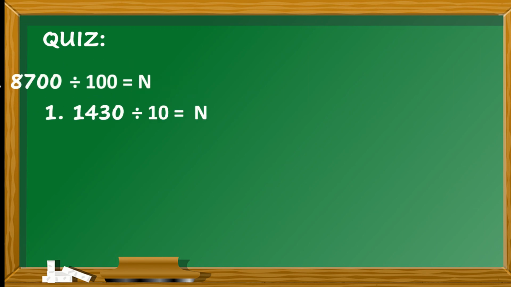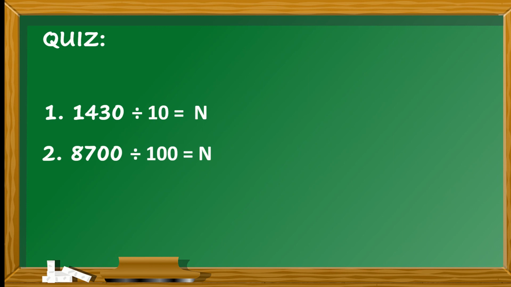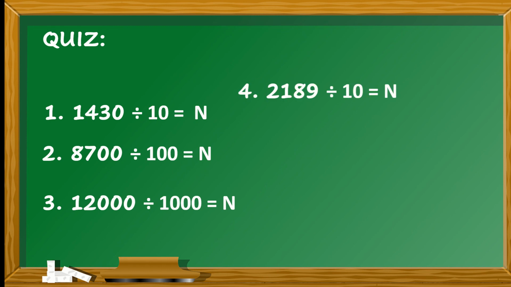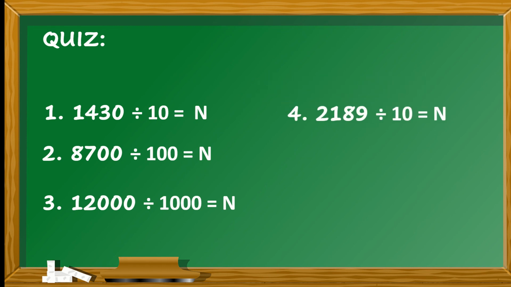Sunod ay quiz na po. So, for number 1, we have 1,430 divided by 10 equals n. N will be your quotient. Number 2 is 8,700 divided by 100 equals n. Number 3 is 12,000 divided by 1,000 equals n. Number 4 is 2,189 divided by 10 equals n. And for number 5, we have 57,842 divided by 100 equals n. So, let us answer.